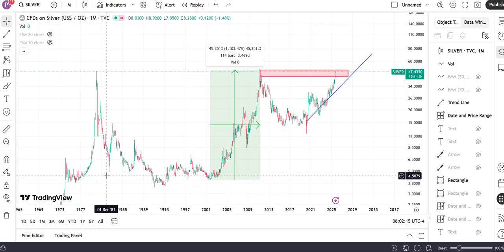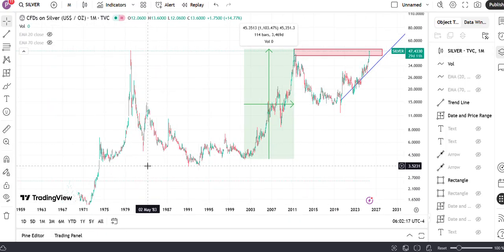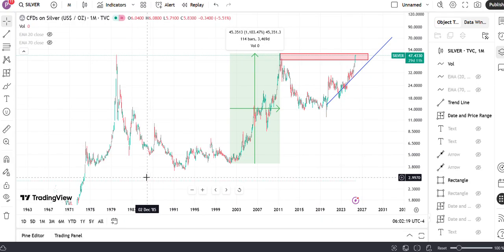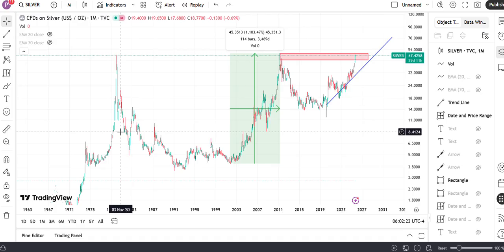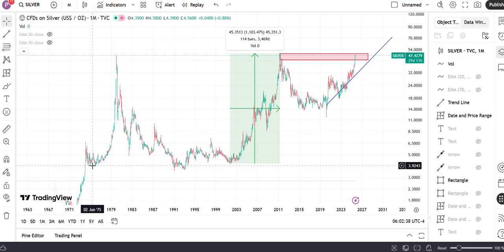If you look at the chart, I have taken silver in US dollars, because the rupee chart is not fully available. So that's why we are going with the dollar chart. If you see, it was trading during 75 in the order of 4 rupees.